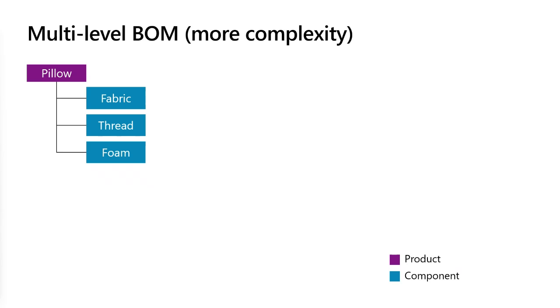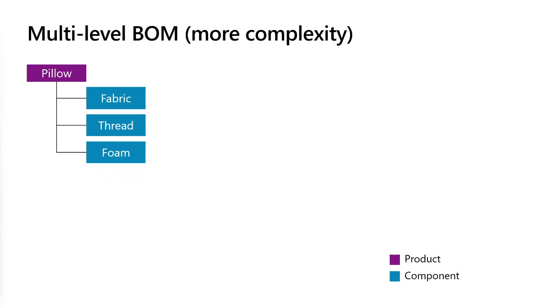The BOM consists of a header and a list of components that is used to produce the pillows. As I mentioned, these are fabric, foam, and thread, with the quantity required per series, the unit, and the warehouse where the items will be picked from.